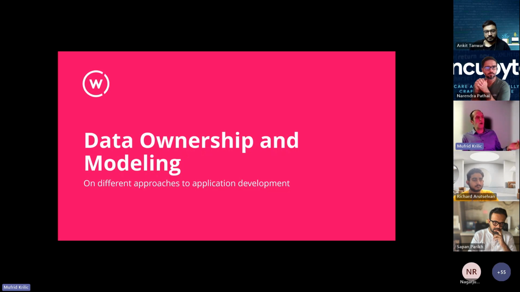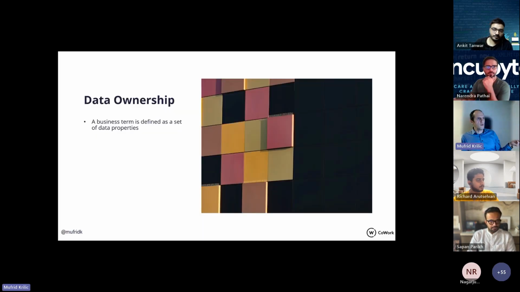I'll show you how we did domain modeling here using data ownership as a guiding principle. We are still on the application development side. The focus of this talk is about how to model on the application development side to give you a better foundation for data analysis. So how do we do data modeling using domain data ownership?